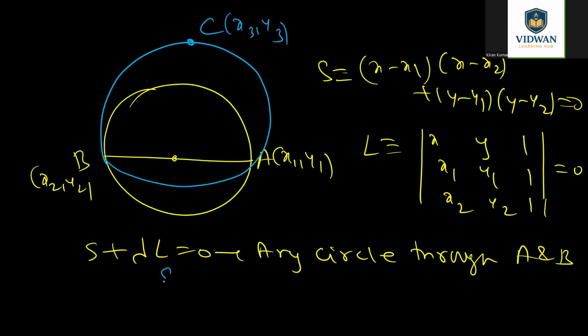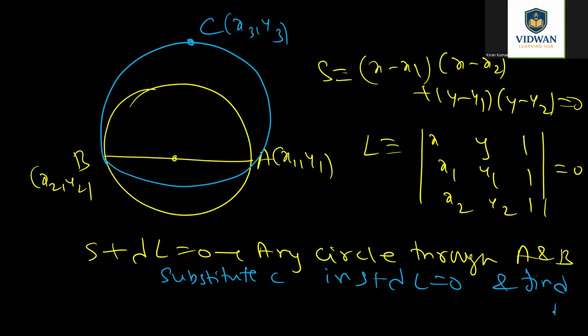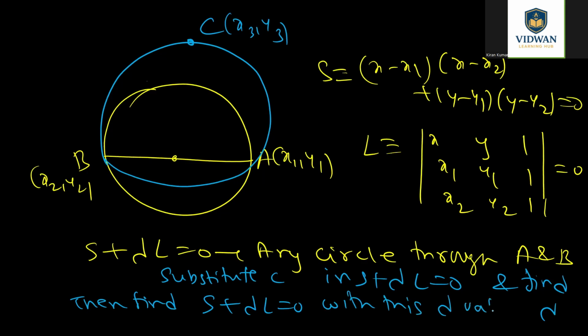So what you do is substitute C in the S plus lambda L equal to 0 equation and find lambda. Lambda was the only unknown, and once you get its value and substitute it, you will get the circle which also passes through C. That is the required circle. So find S plus lambda L equal to 0 with this lambda value. That is the required circle. So this is the third method with the family of circles concept.